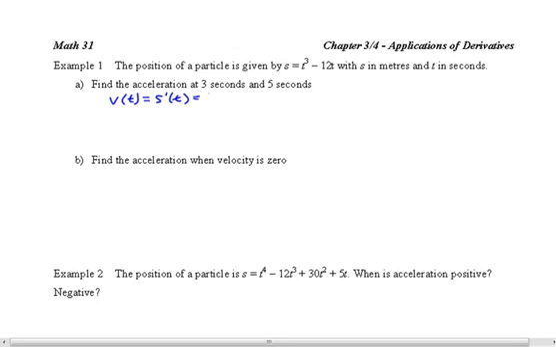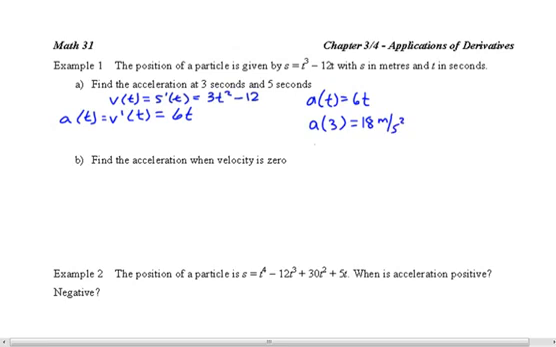Okay, so that gives us 3t squared minus 12, and the derivative of our velocity gives us our acceleration, which is 6t. So our equation for acceleration is 6t. You found the velocity. So the acceleration at 3 seconds is 18 meters per second squared. And the acceleration at 5, 6 times 5 is 30.